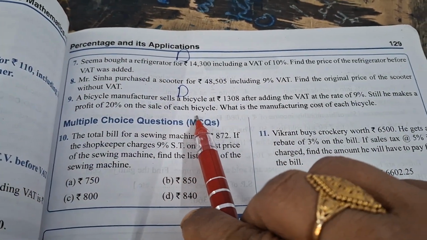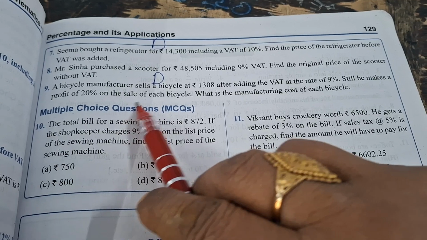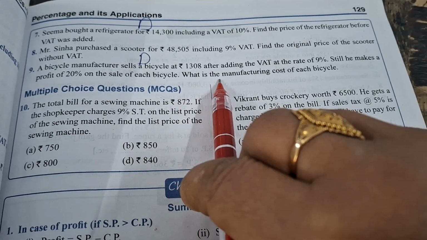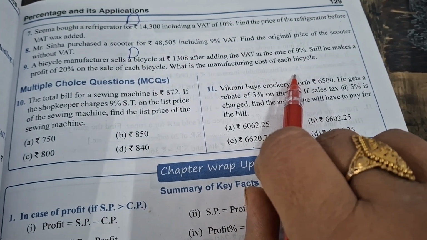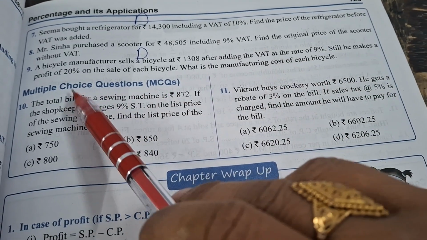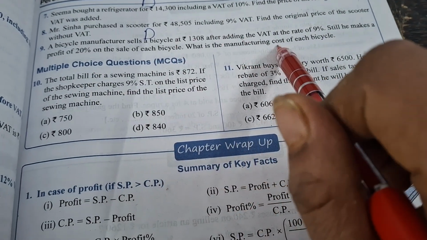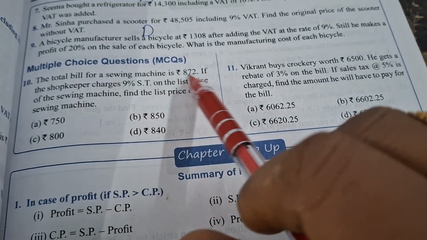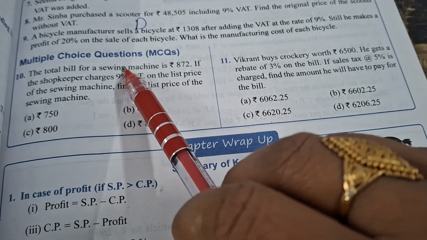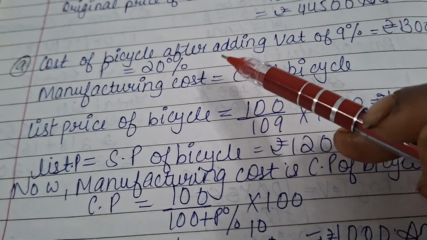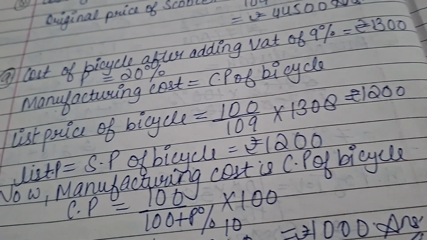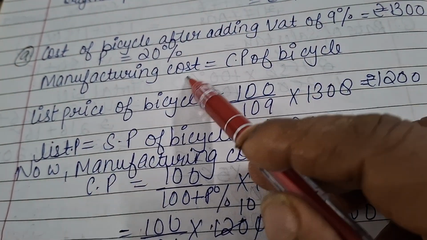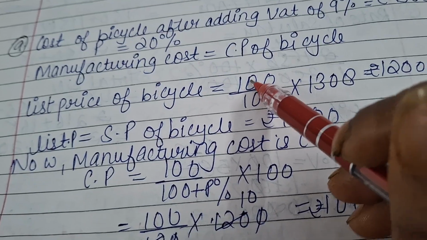9. A bicycle manufacturer sells a bicycle at rupees 1308 after adding the VAT on the rate. So again, it is the same as the previous question. Still he makes a profit of 20%. Now we have the list price and profit. So what is the manufacturing cost of each bicycle? So you have to calculate the CP. Cost of bicycle after adding VAT of 9% is this. Profit 20%, manufacturing cost, that means CP of bicycle.